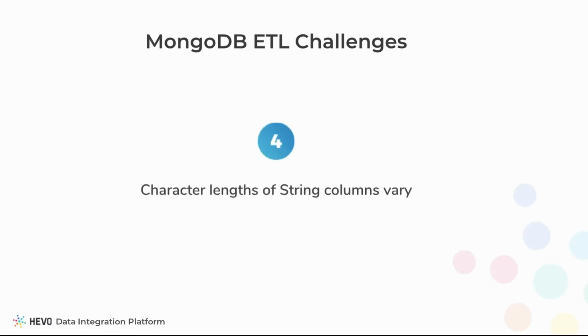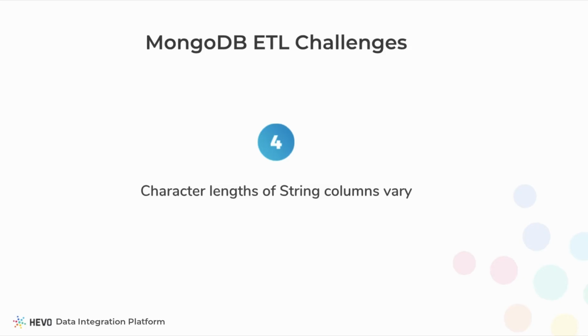MongoDB doesn't put a limit on the length of the string columns. It has a limit of 16 megabytes on the size of the entire document. However, in Redshift, it is a common practice to restrict string columns to a certain maximum length for better space utilization. Hence, each time you encounter a longer value than expected, you will have to resize the column in Redshift.